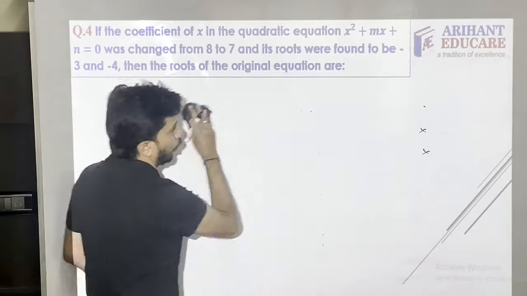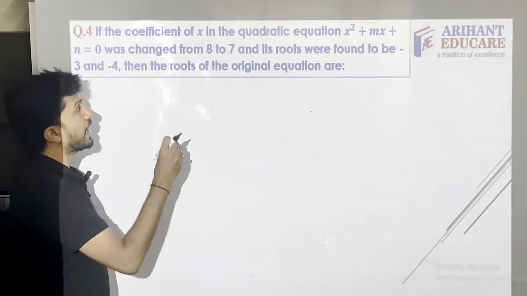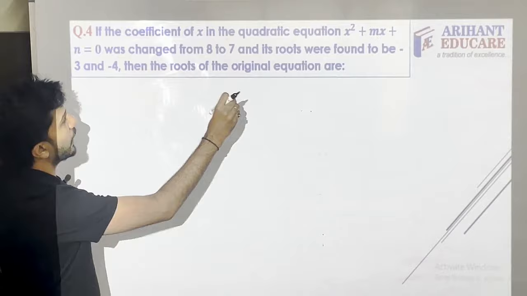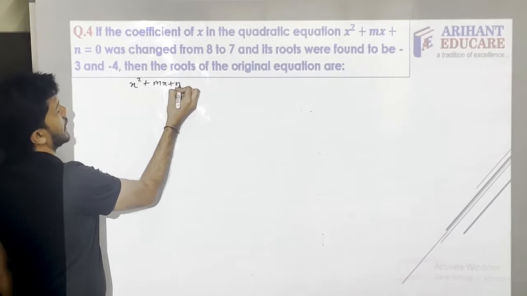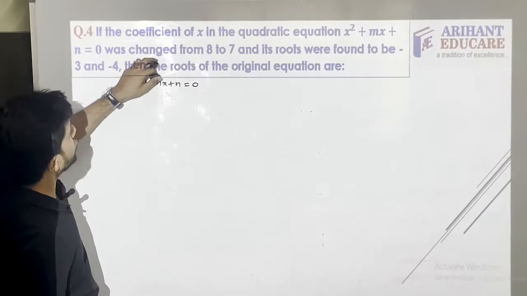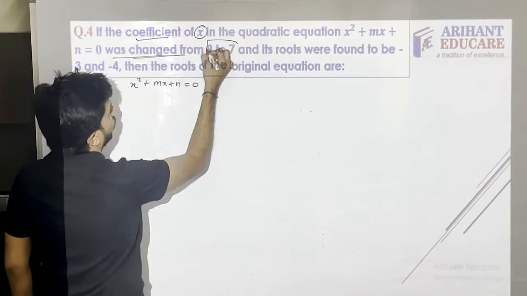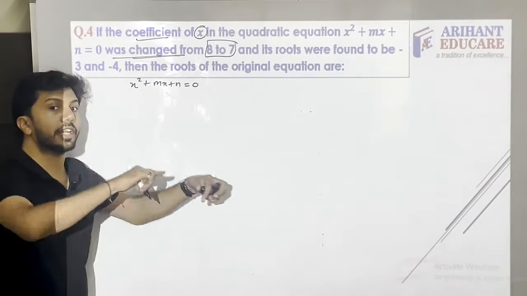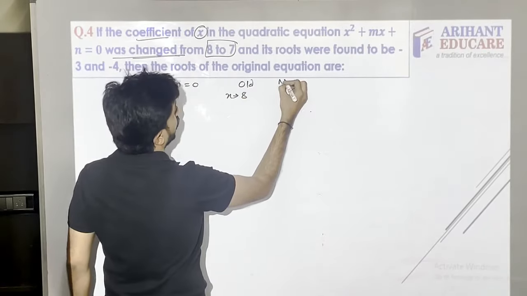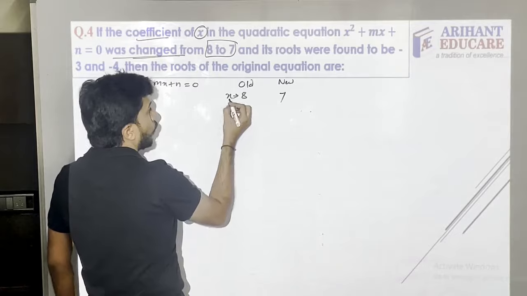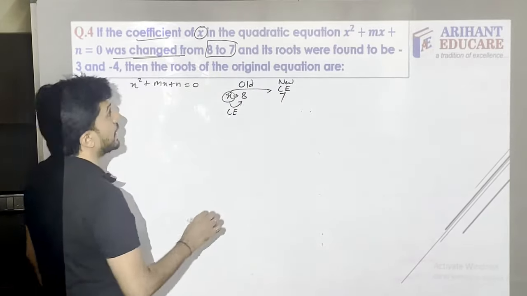Let's see the next question. What do we have over here now? The quadratic equation is x square plus mx plus n equals 0. The coefficient of x was changed from 8 to 7. So earlier the old value was 8 for x. Now the new value is 7. So the coefficient of x earlier was 8. The new value of the coefficient of x is 7.